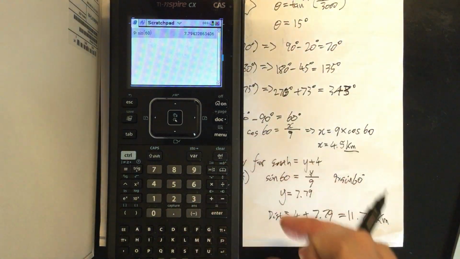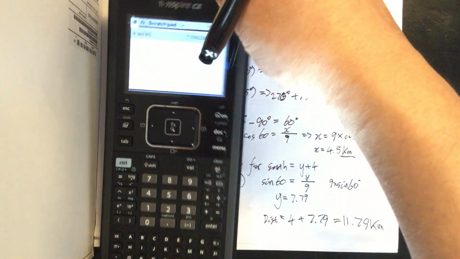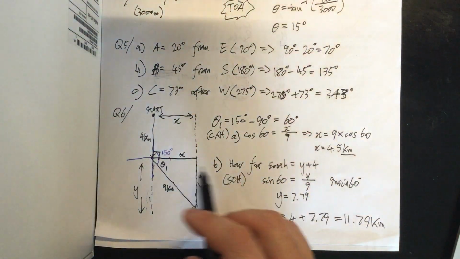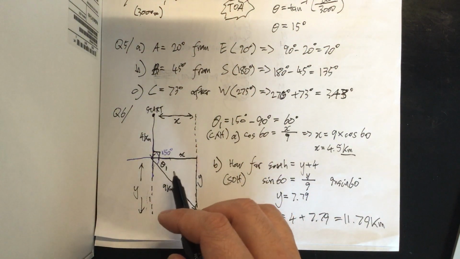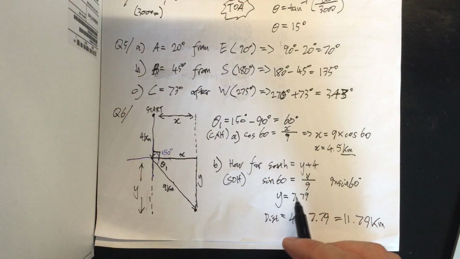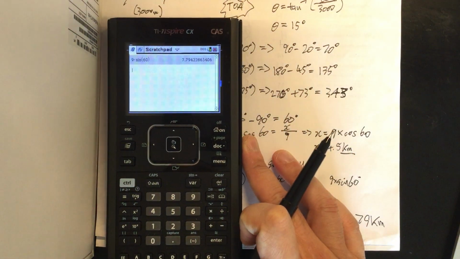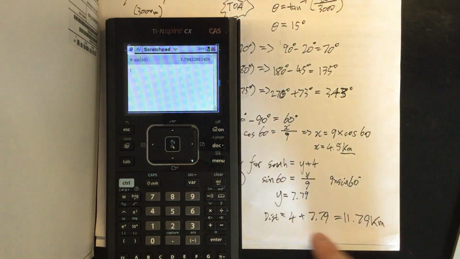A lot of people's answer here, remember, was 4.5 plus 4. I'm not too sure how they got these answers, because they probably didn't calculate the right part or use the right trigonometry ratio.